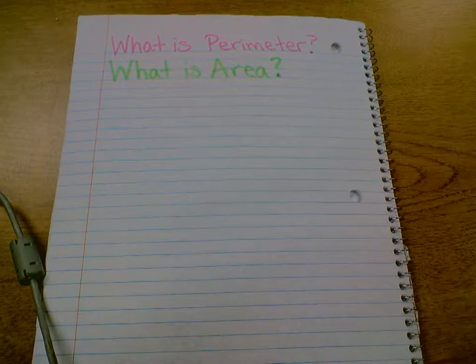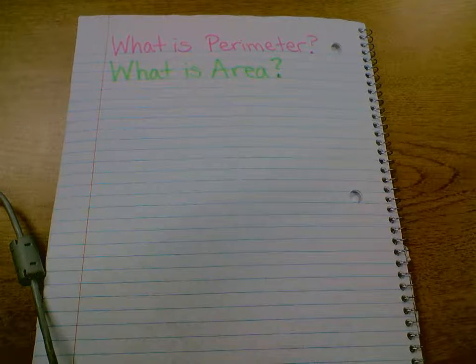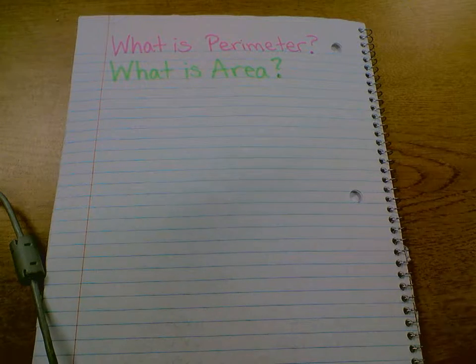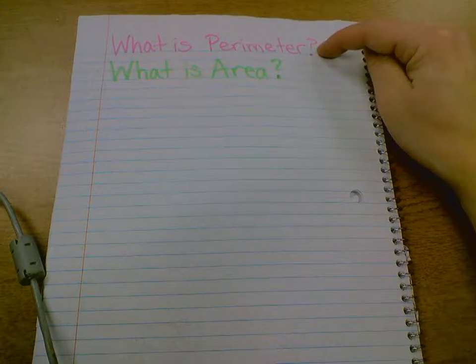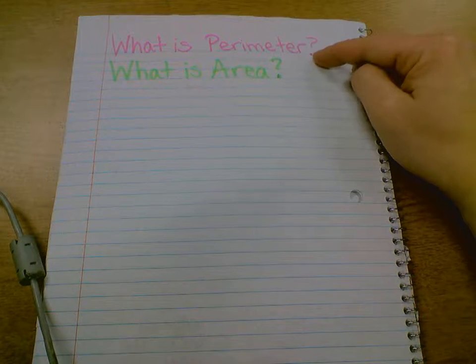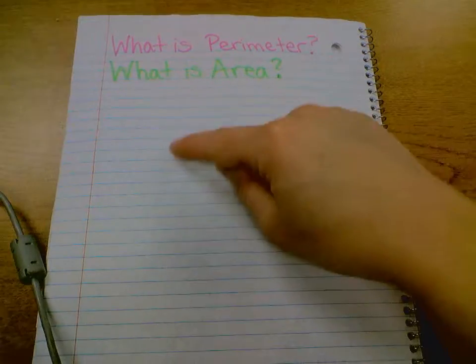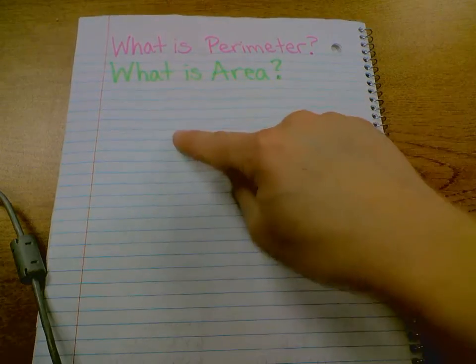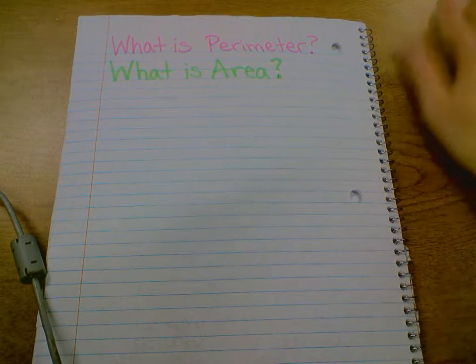Okay, so tonight we're going to start with the big two questions that we're going to be looking at some more tomorrow in class. What is perimeter and what is area? Now, some of you on your pretest were able to find the perimeter and the area of a standard rectangle or square. Okay, nice job.